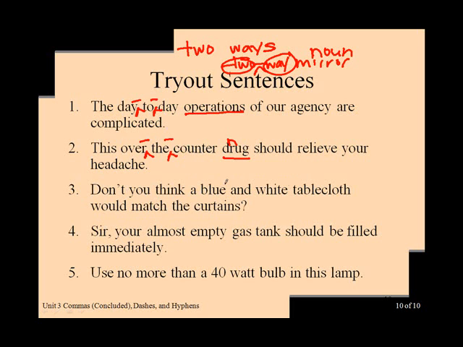Don't you think the blue-and-white tablecloth should match the curtains? What kind of tablecloth? The tablecloth is blue and white. Not a blue tablecloth and a white tablecloth, but a blue-and-white tablecloth. So we have our noun and we have one meaning using more than one word.